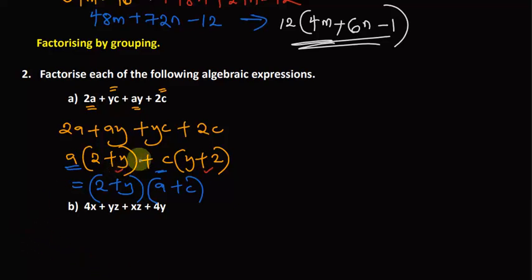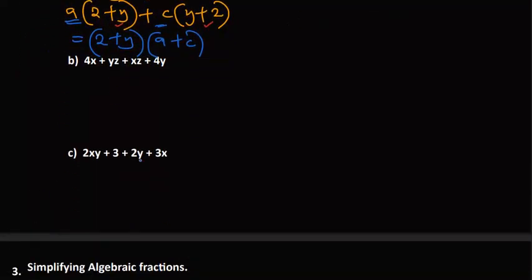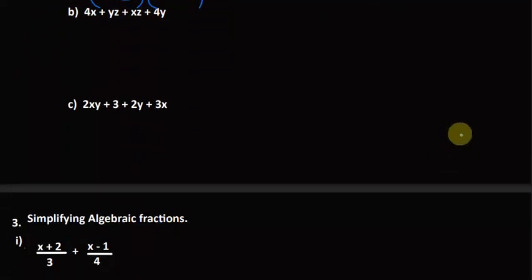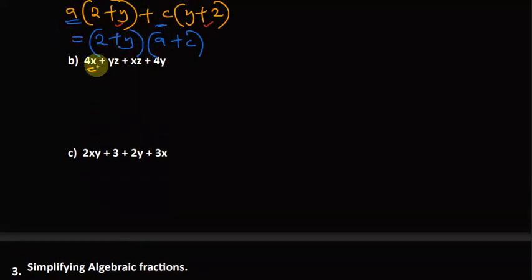Let's look at the third question. The same concept. Check on how we are solving it. 4x plus yz plus xz plus 4y. Let's pick those with x. So we have the first one there, and the second one with x is there. So it will be 4x plus xz.